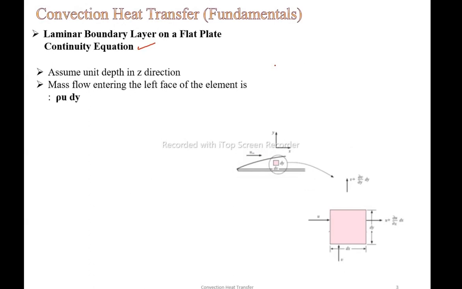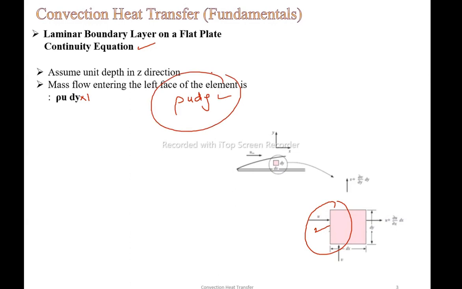Now you know the flow velocities in the x and y directions, so it's quite obvious what the mass flow will be. What will be the mass flow entering the left face of the fluid element? It is nothing but density: if rho is the density and u is the velocity, and the area of this face is dy into one, because I told you the dimension in the z direction is unity. So this is the mass flow entering the left face of the element.